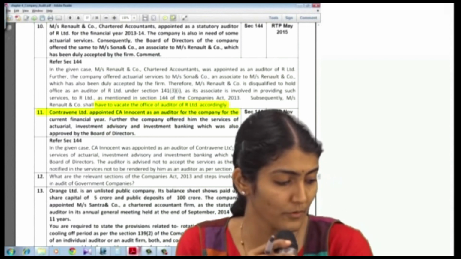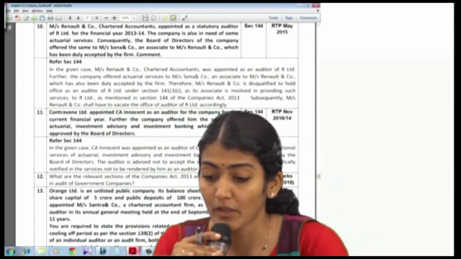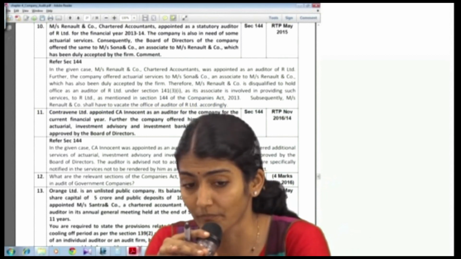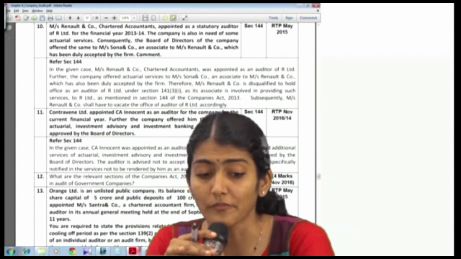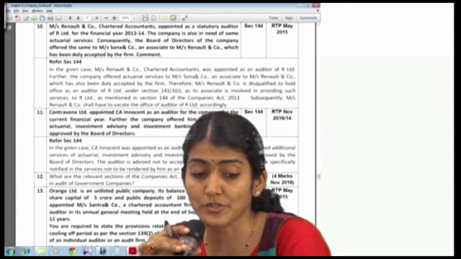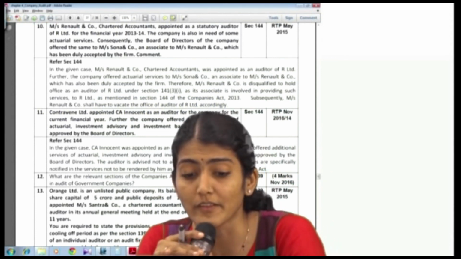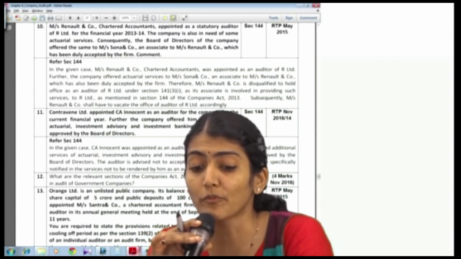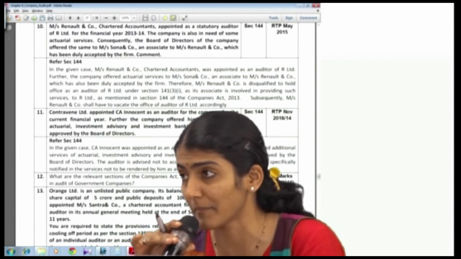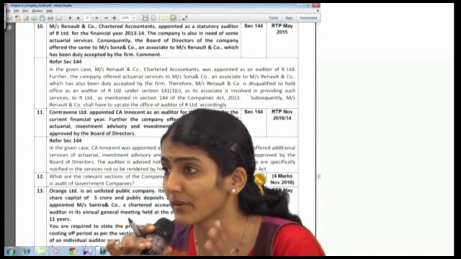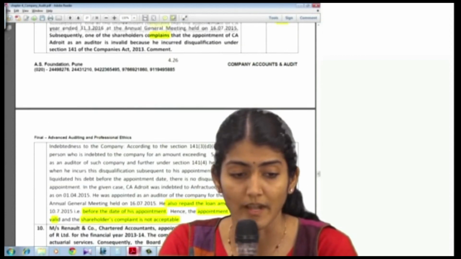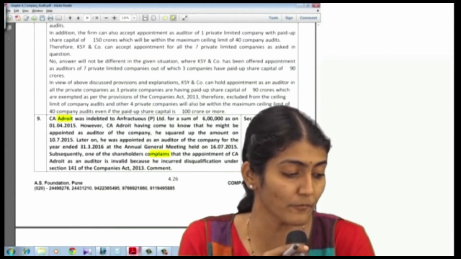Right? And the last one for 141 and 144. Contravene Limited appointed CA Innocent as an auditor for the company for the current financial year. Further, the company offered him the services of actuarial, investment advisory and investment banking, which has also been approved by the board of directors. No, those cannot be provided by the statutory auditors of the company. Yes, is that okay for everyone? Right, so that is 141 and 144.